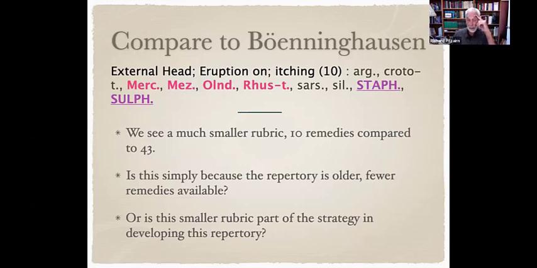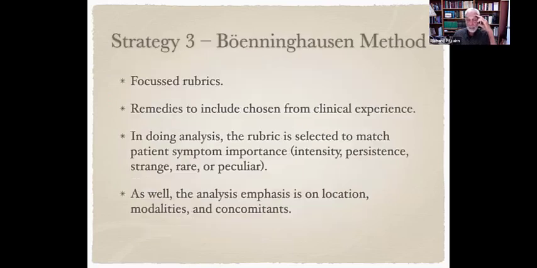So is this simply because the repertory is older with fewer remedies available? Or is a smaller rubric part of a strategy that Boenninghausen used, followed by Boger, who edited Boenninghausen's work, but followed Boenninghausen's method?